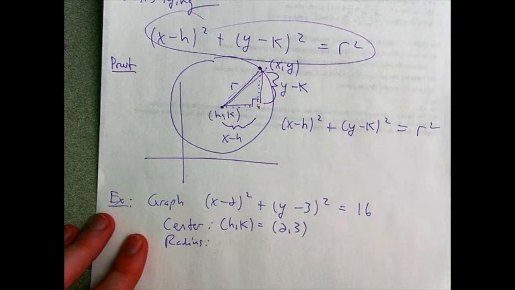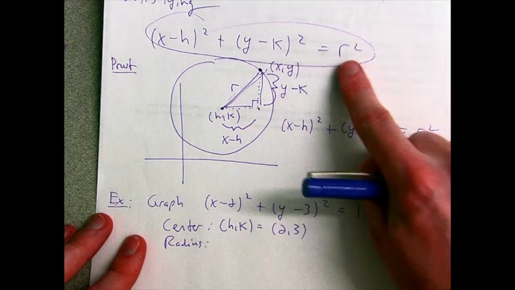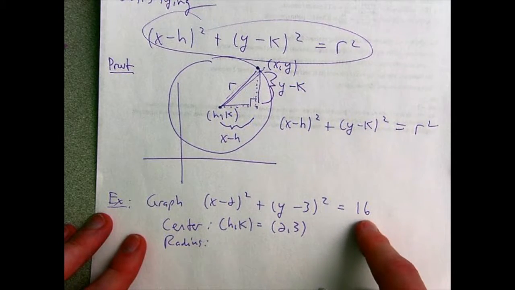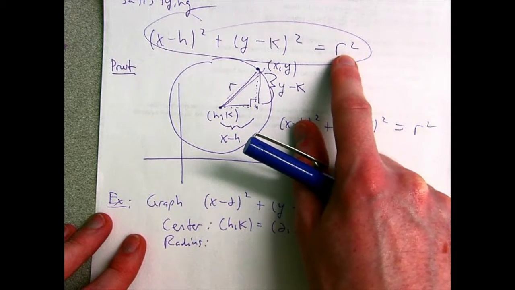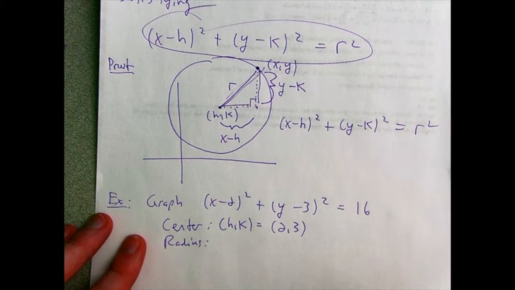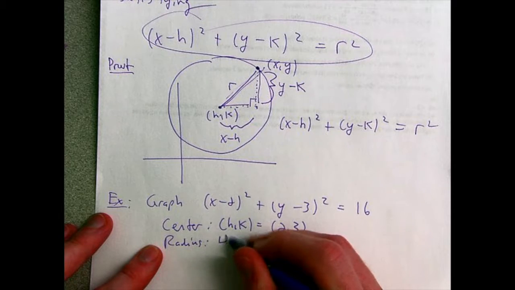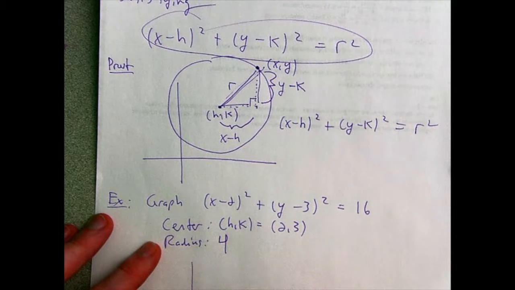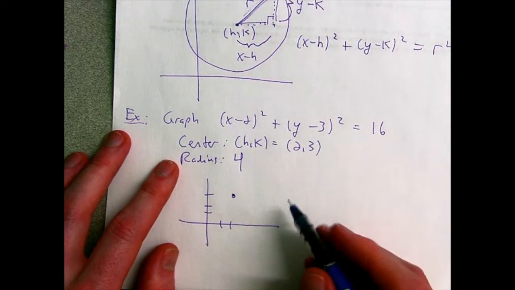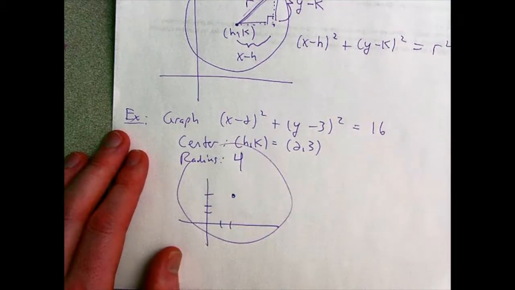The radius: notice that this thing over here is r squared, so r must be 4. 16 is not r, right? The thing on the right-hand side of this equation is not r, but rather r squared. So this 16 is r squared, not r. So the radius is 4. And then you can obviously draw this: 2 over, 3 up. There's the center. And then you're just going to draw a circle of radius 4. You get it. All right, it's pretty easy.